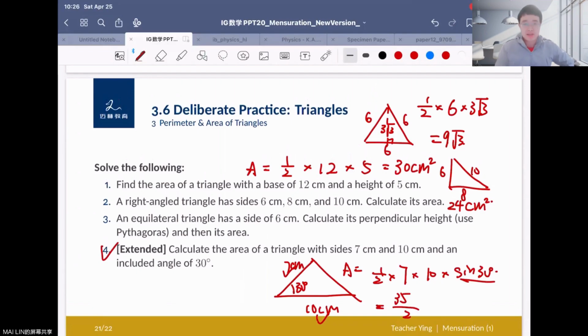So that's today's lesson. I hope you truly understand how to calculate the area of triangles. Mostly you have to remember that base times height times a half equals the area of a triangle, okay? So that's today's lesson.